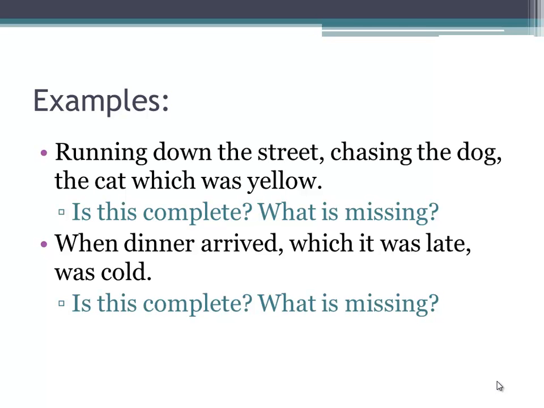Yeah, the cat. The cat's doing the chasing. So knowing which was yellow, the cat's yellow. But the cat's chasing the dog. And what are the cat and dog doing? Running down the street. All right, so they're running down the street.